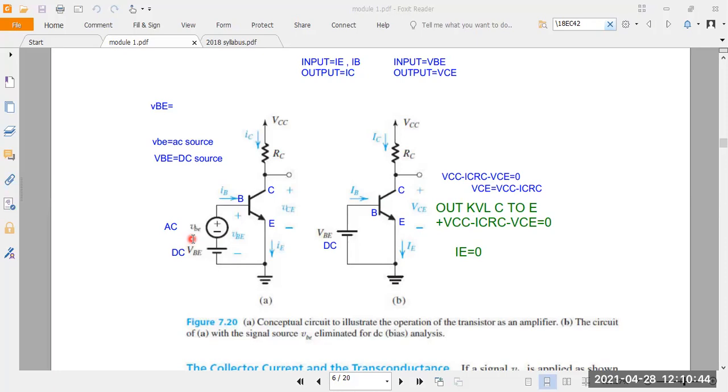For analyzing the AC voltage, AC current, you have to write the small letters. Remember this one. Next, when you come for the DC, for analyzing the DC, you have to write the capital letters. VB: the capital VB is nothing but a DC supply, small vb is nothing but an AC supply. Right on this point here.